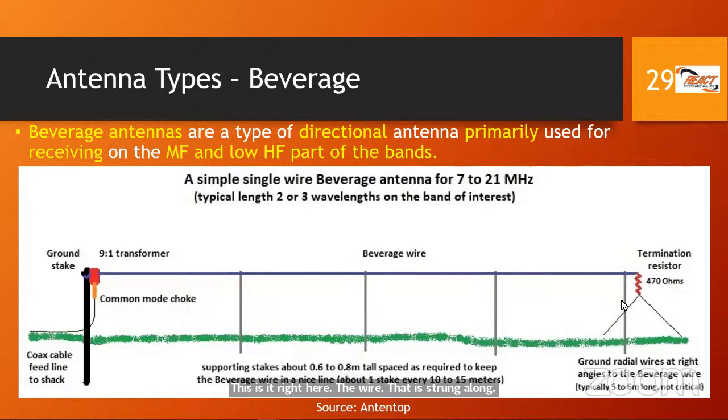And it's directional, and it's primarily used to receive MF, or medium frequency, and HF, the high frequency part of the band. So this is an exam question. Beverage antenna: directional, used for receiving, and for MF and the low HF part of the bands.